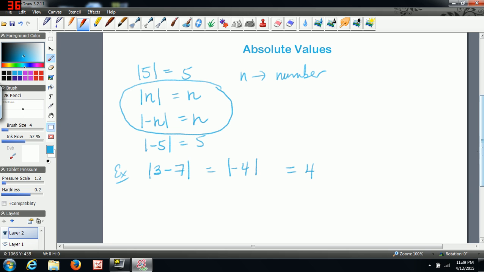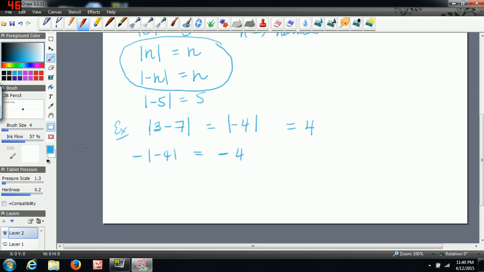Okay, I'm going to show you another example here. Say you had the example: negative the absolute value of -4. Well, first, what's the absolute value of -4? It's 4, but then there's this negative in front, so I have to attach that. Something like the following.